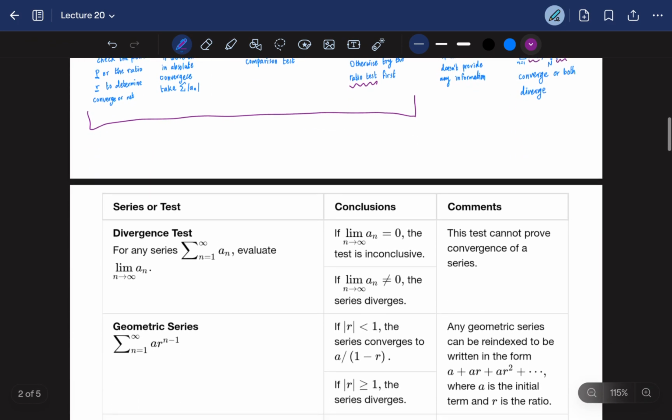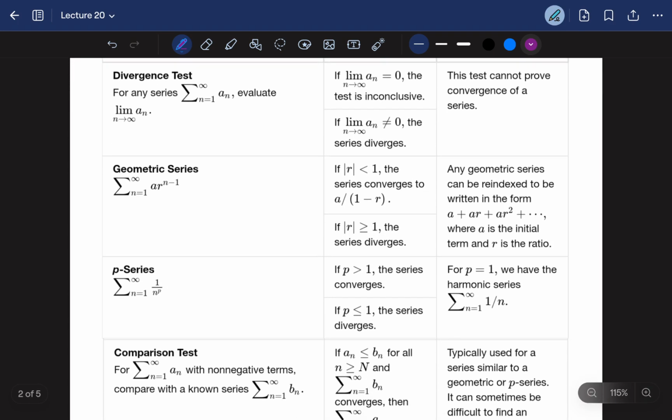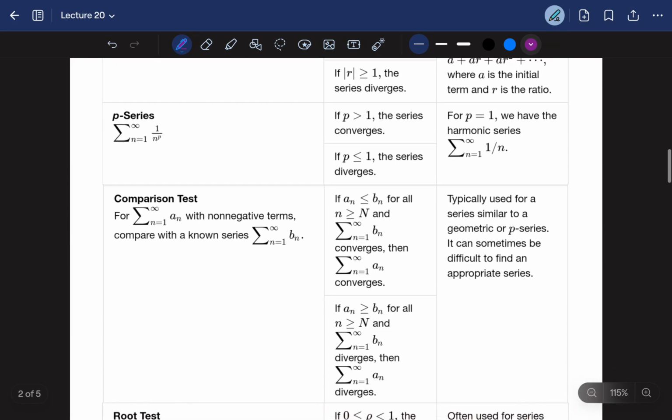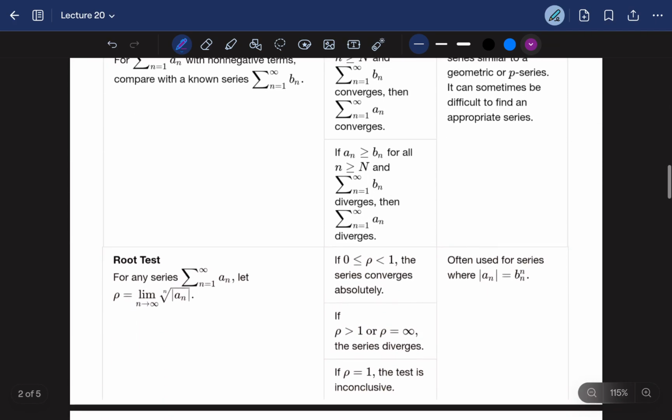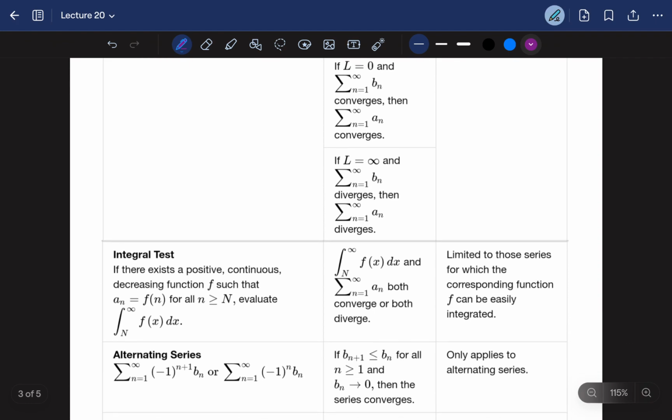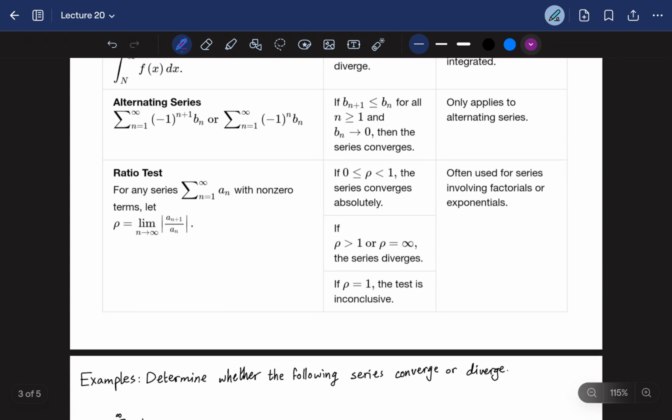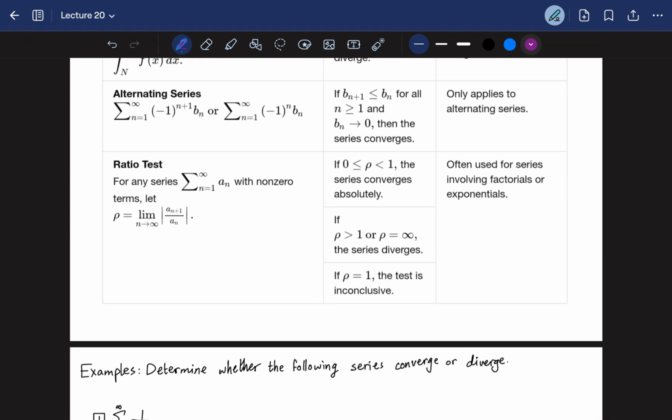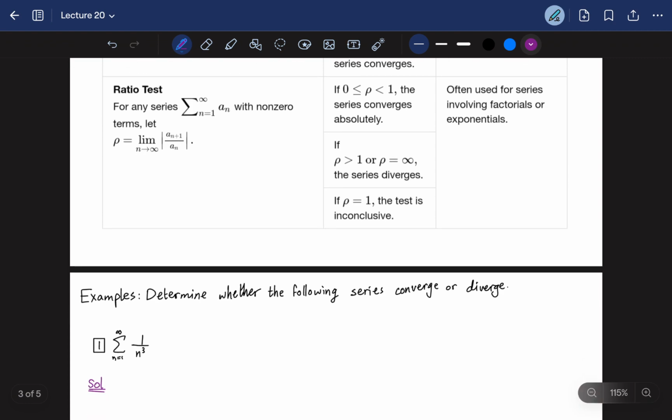Now we have these tables. It's just like a summarization of all of the tests that we've talked about. So you can look at them and try your best to memorize all of the conditions and stuff like that to know which one to use. Okay, so let's start with our first example.